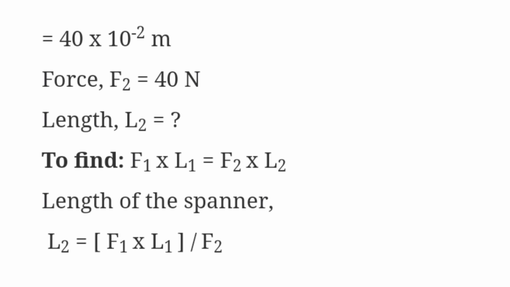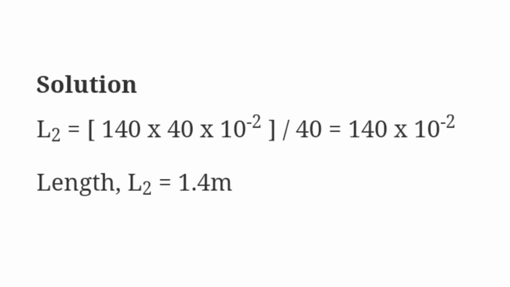To find: F1 into L1 is equal to F2 into L2. The length of the spanner L2 is equal to F1 into L1 by F2. Solution: L2 is equal to 140 into 40 into 10 to the power minus 2 by 40, which is equal to 140 into 10 to the power of minus 2. The length L2 is equal to 1.4 m.